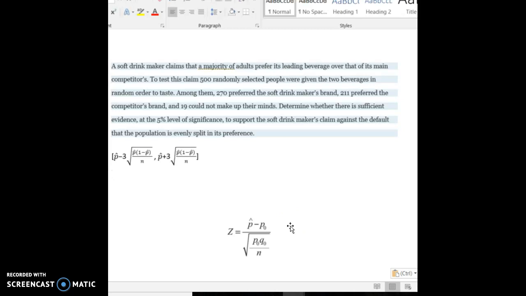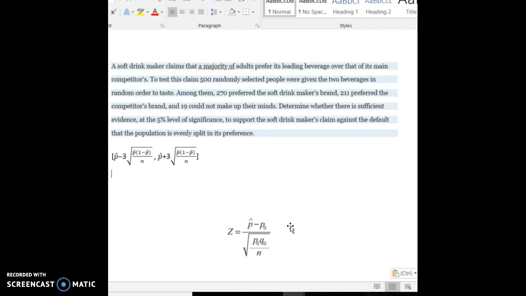All right, so let's look at the following example. A soft drink maker claims that a majority of adults prefer its leading beverage over that of its main competitors. To test this claim, 500 randomly selected people were given the two beverages in random order to taste. Among them, 270 preferred the drink maker's brand, 211 preferred the competitor's brand, and 19 could not make up their minds. Determine whether there is sufficient evidence at the 5% level of significance to support the soft drink maker's claim against the default that the population is evenly split in its preference.